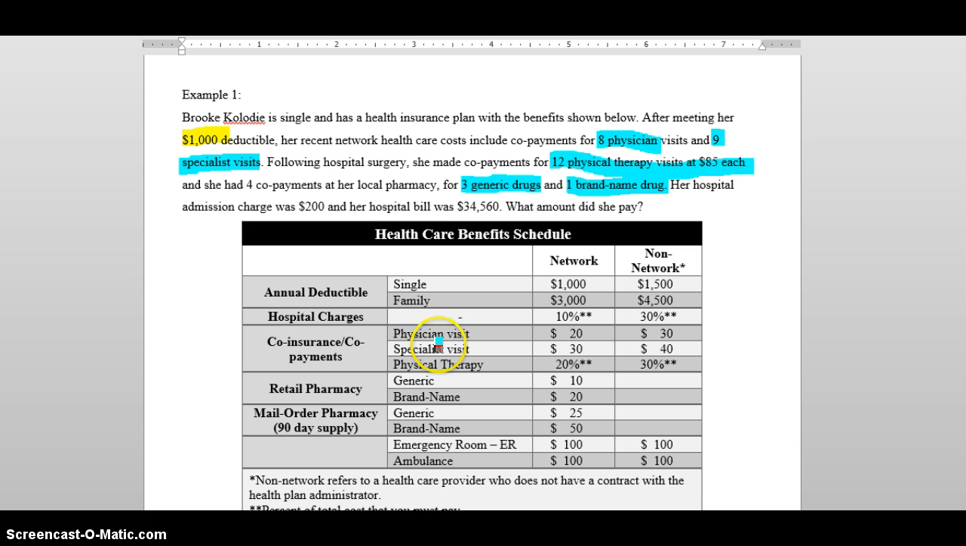Okay. So we know she's single, and she has network health care. So single network, her deductible was $1,000. For her co-insurance and co-payment, she's going to pay $20 for the physician, $30 for the specialist, and 20% of each physical therapy visit. Then for her pharmacy, she's going to pay $10 for generics and $20 for brand name.